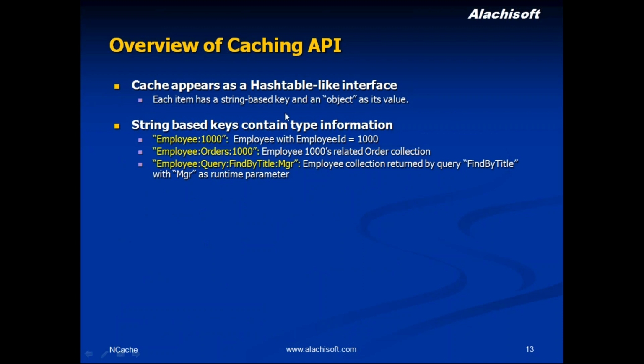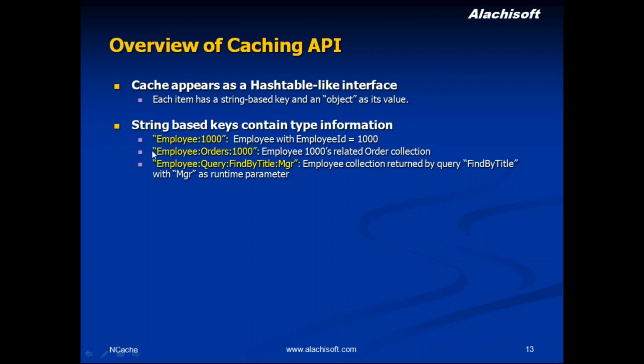This is how caching looks. It's a hash table-like interface. We have a string-based key, and then we have an object as its value. The object could be any .NET permitted object. You could have anything which is permitted by .NET stored as an object.